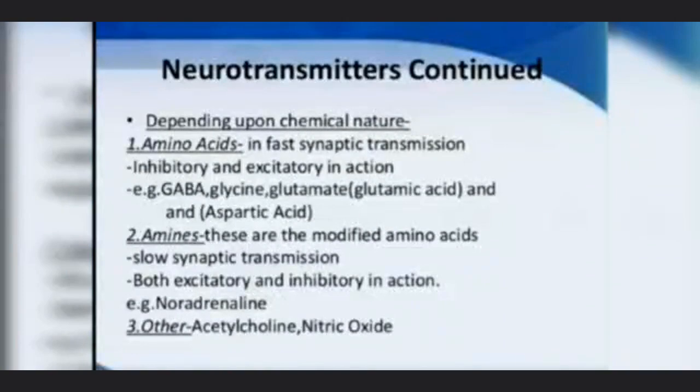Depending upon the chemical nature, as in the previous picture, they are mainly of 3 types: amino acid group, amines and others. Amino acid group, these are fast synaptic transmissions. They are inhibitory and excitatory, like GABA. Amines, these are modified amino acids. The slow synaptic transmission will have both excitatory and inhibitory action, for example noradrenaline. Under the group of others, acetylcholine and nitric oxide will come.